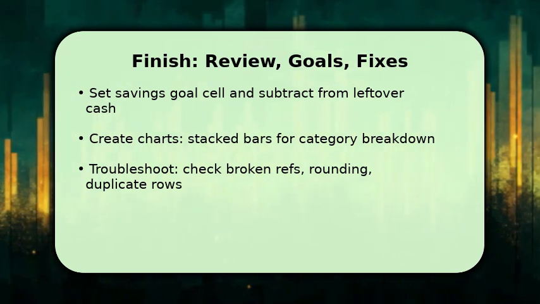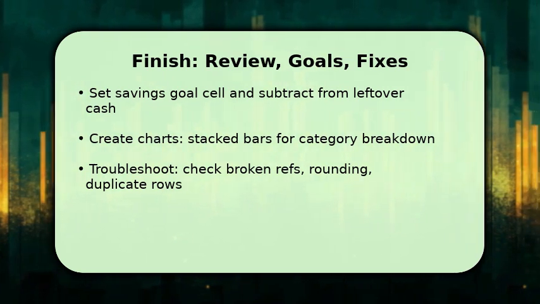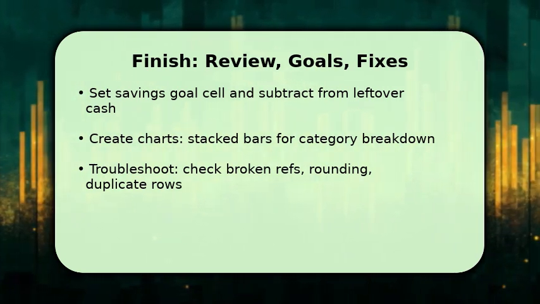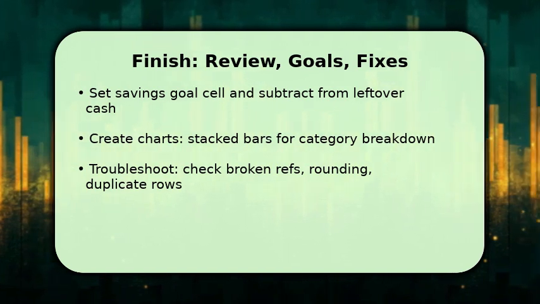If things go wrong, first check for broken references, duplicated rows, or hidden cells causing discrepancies. Then fix rounding by standardizing decimal places. Finalize by saving a dated backup.